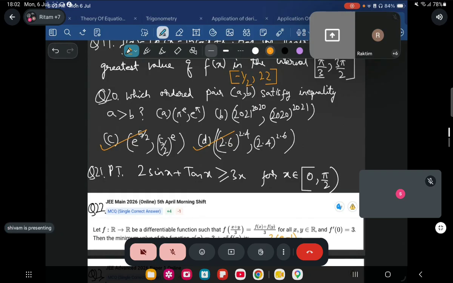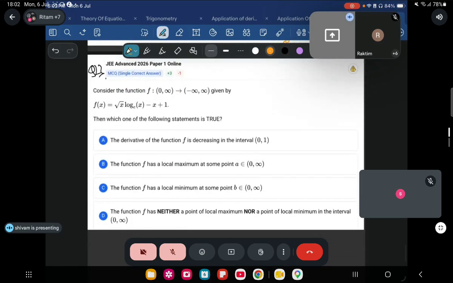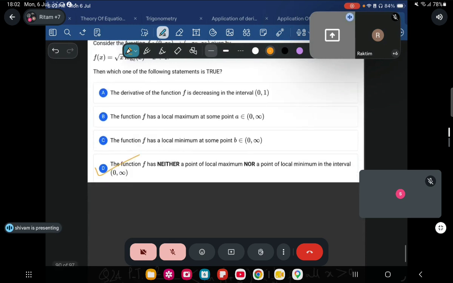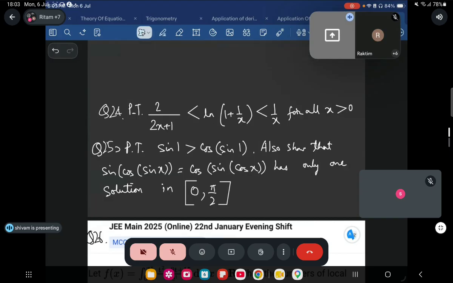No, sir. Okay. Number 23 also came in advance this year only, everyone. Option is D. Anyone having any doubt, you can ask me. 24, 25 is proof. Sir, can you please solve 24? Okay, let's start with 24.